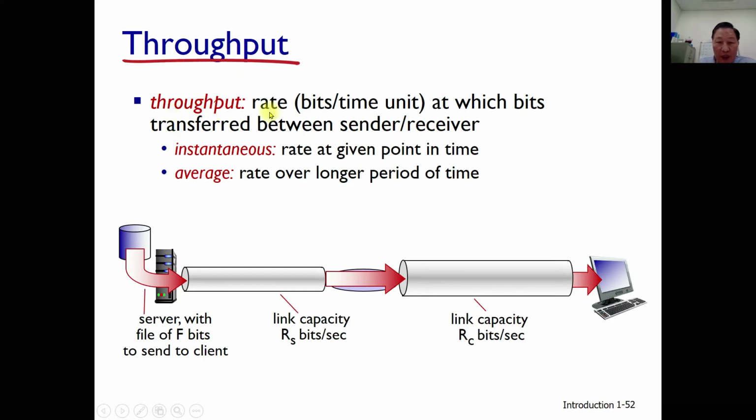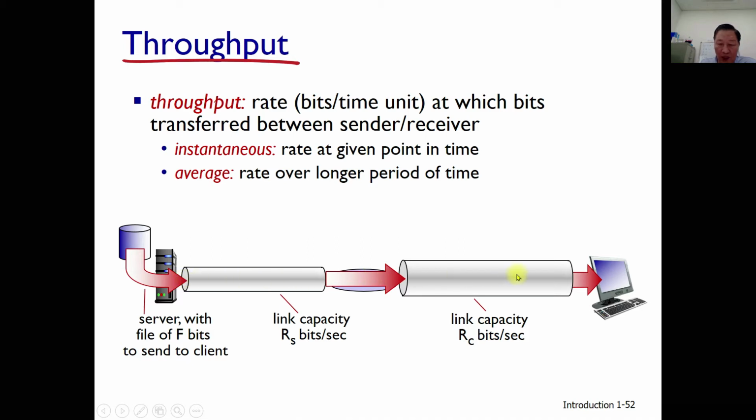Throughput is a kind of performance measure, and this is the unit for it: rate, in bits per second, at which bits are transferred between sender and receiver. We can divide it into two categories. One is instantaneous throughput, another is average throughput. As the name is self-explaining, the rate at a given point in time is called instantaneous throughput. If we measure the average or mean value of the throughput, that is called average throughput, that means over a longer period of time.